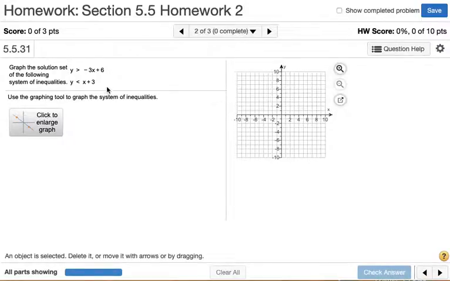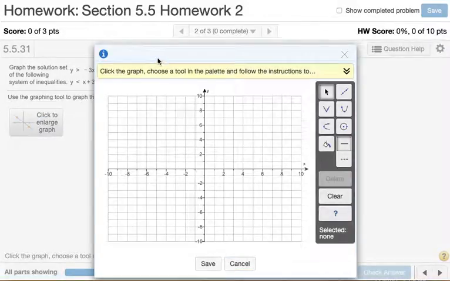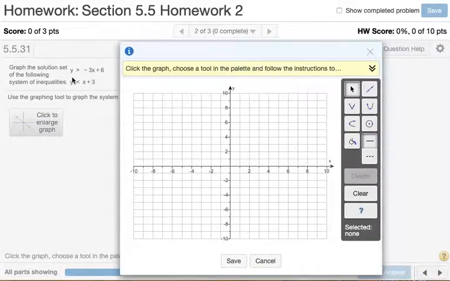And notice that in these equations, we do not have x and y on the same side, so we're not going to use the cover-up method. This is y equals mx plus b form, so we use the slope and the y-intercept to graph the lines. So we're going to start with the first equation, y greater than negative 3x plus 6. So 6 is my y-intercept, that's the b.